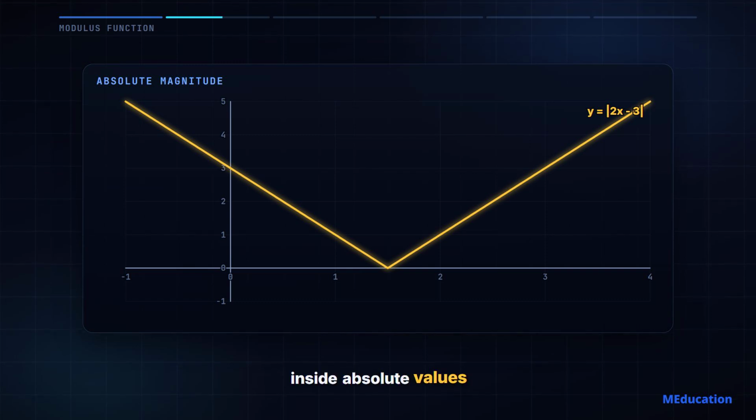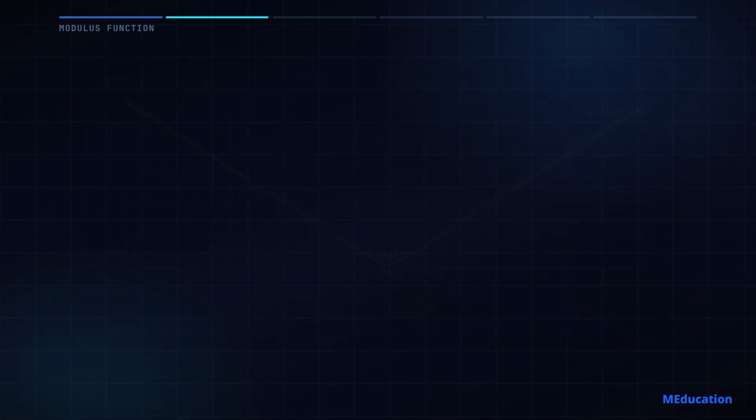inside absolute values. Crucially, Cambridge examiners want to see you identify and discard the extraneous roots that artificially appear when we square both sides to solve these equations. Always check your answers by substituting them back into the original equation.